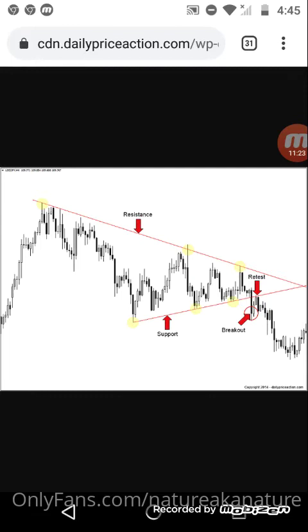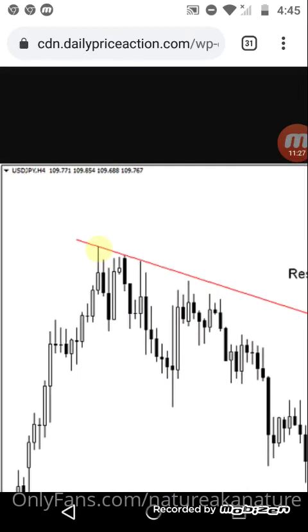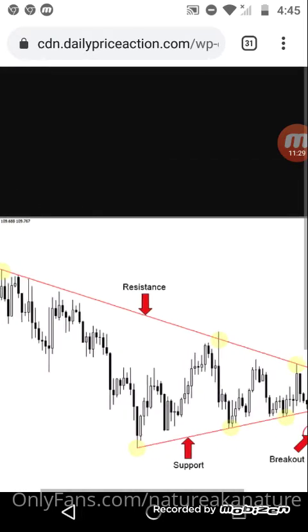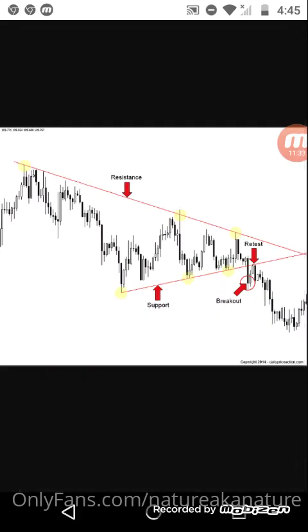JPY on the 4-hour. As you can see, here's our resistance. Here's our support. It finally breaks out right here. As you can see, it broke out. Then it retested right here at the top before breaking out and continuing in that direction.